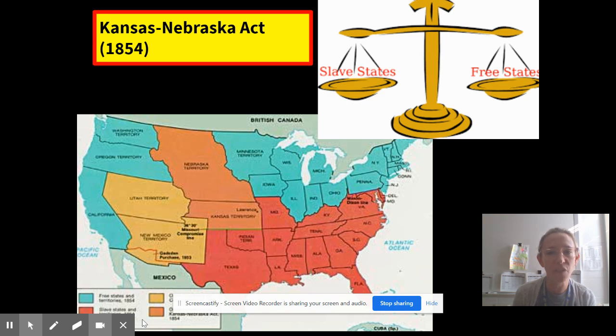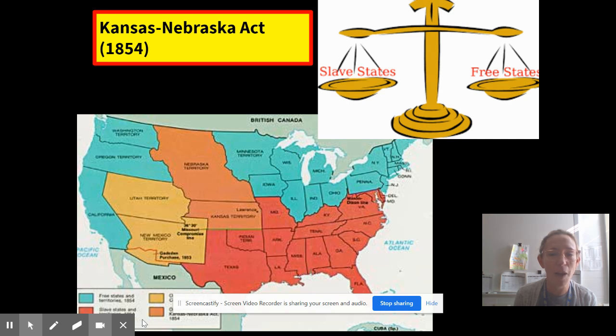During this time in the 1850s, the country was struggling to maintain a balance between free states and slave states because the concern was, if there were more slave states, they'd have more representation in Congress and they could, for instance, pass laws that allowed slavery to go everywhere, or vice versa. The free states could do the opposite.